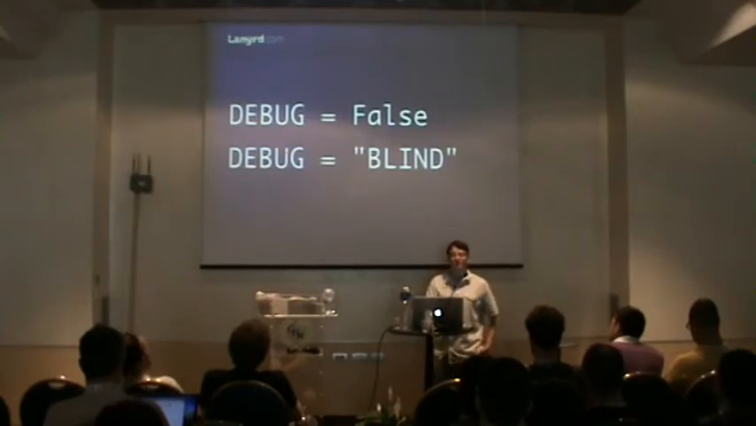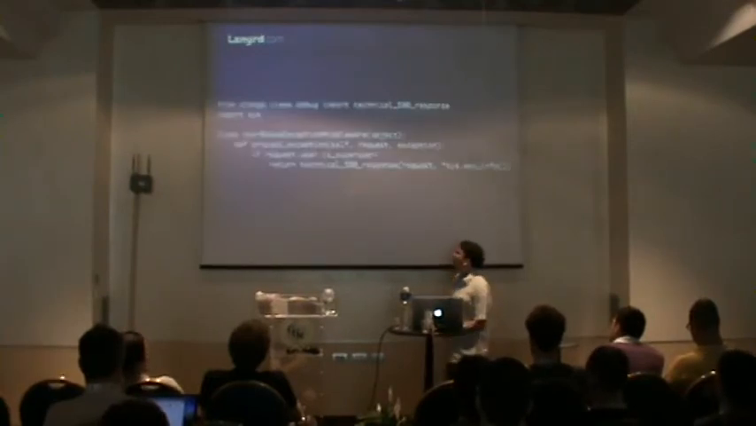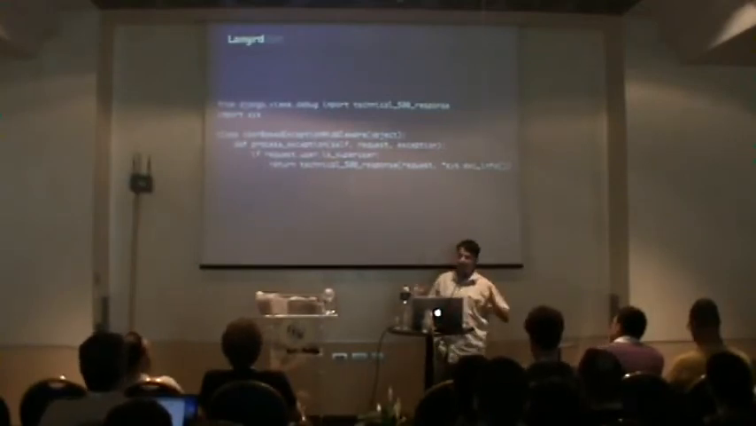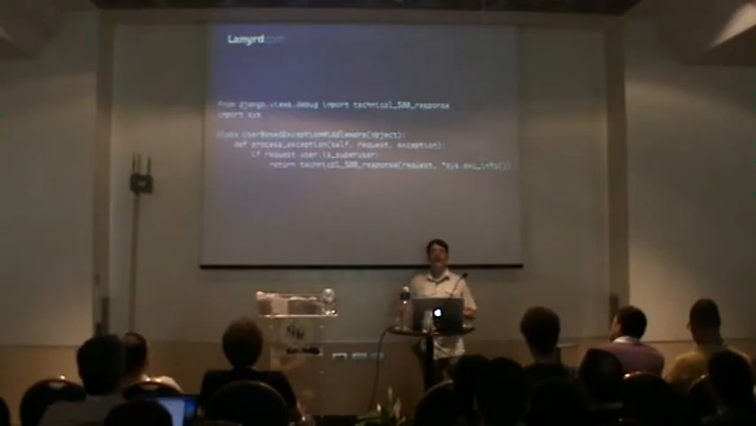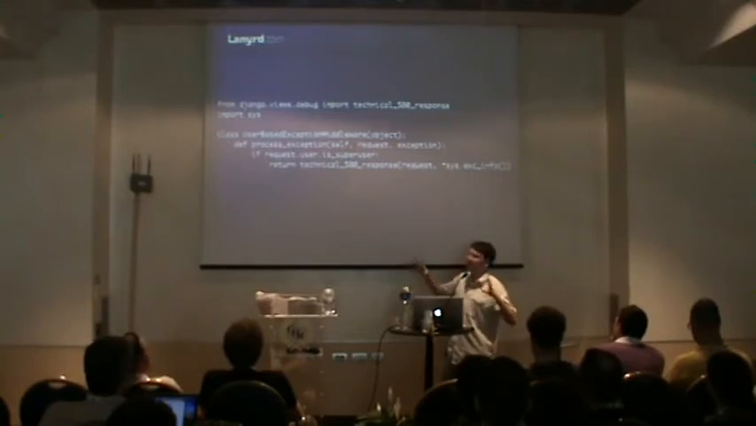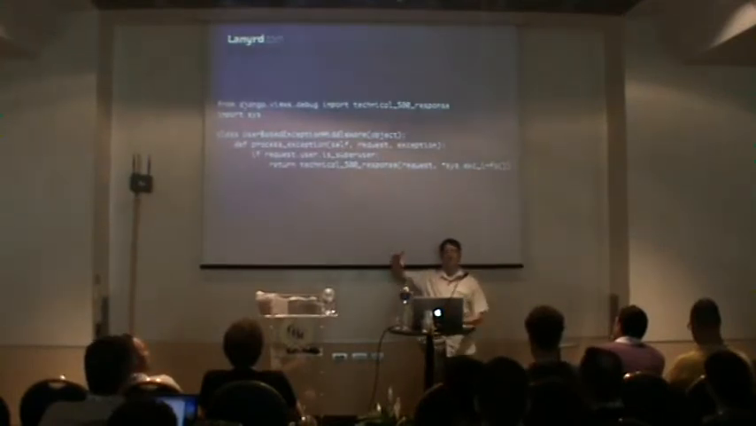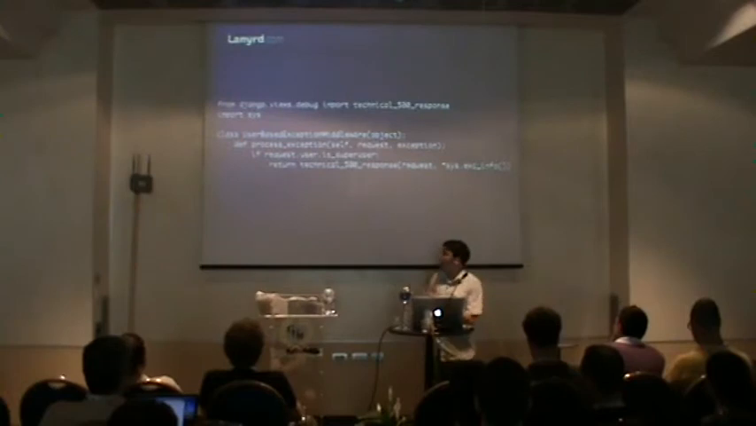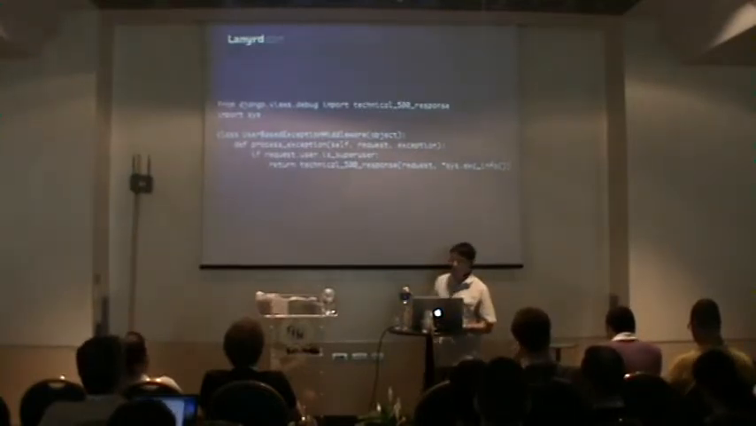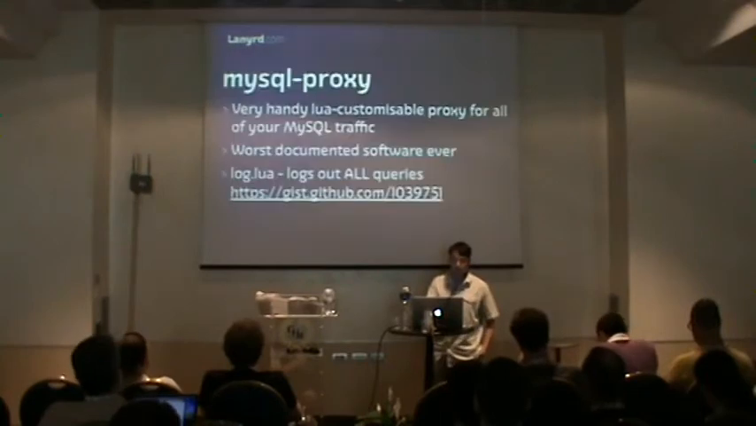There are a few bits and pieces out there that really help with this. This is a fantastic piece of middleware which you can find on Django snippets. And all this does is it says, if there's an error and the user is logged into the admin as a superuser, then don't return the default 500 page, return the lovely Django technical 500 response with the stack trace and so on. So if you drop this into your application, somebody runs into a bug, they can send you the URL, you can go there as an admin, and you can see exactly what's happening. It makes it much quicker to figure out bugs.